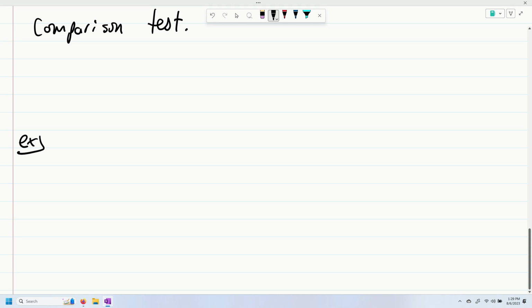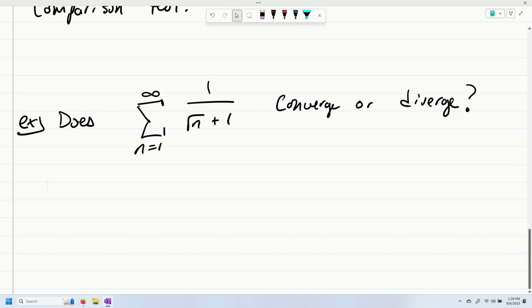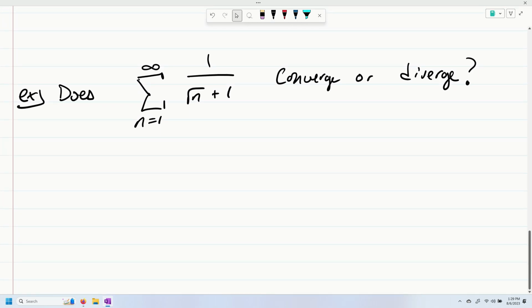All right, here's another example. Does the series from 1 to infinity of 1 over the square root of n plus 1 converge or diverge? All right. So we're going to do the limit comparison test here, and we're just going to compare it to something that we know.